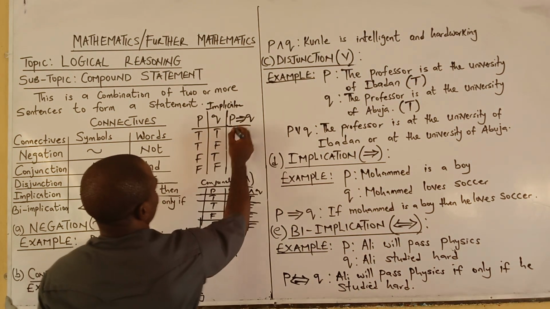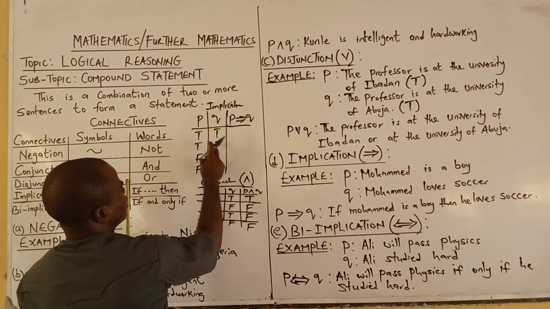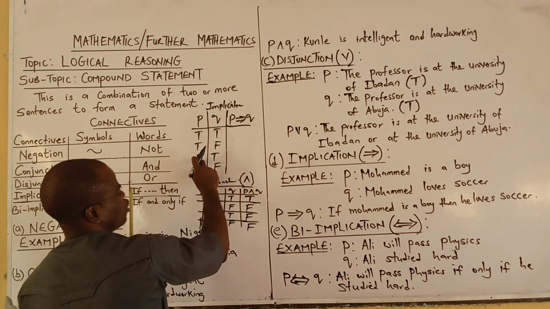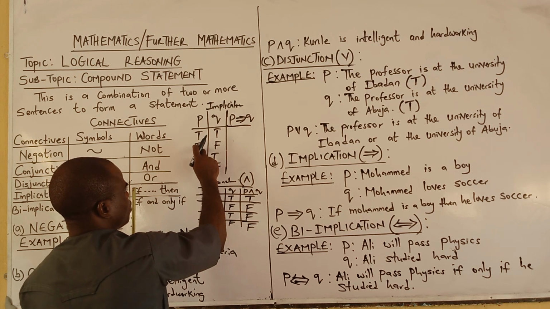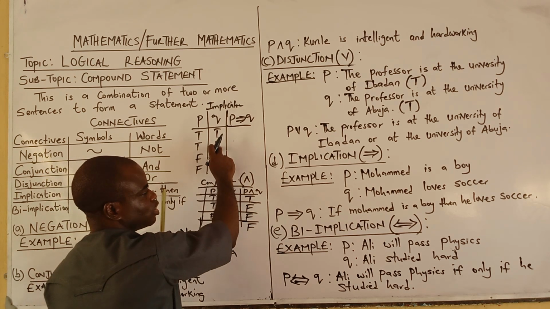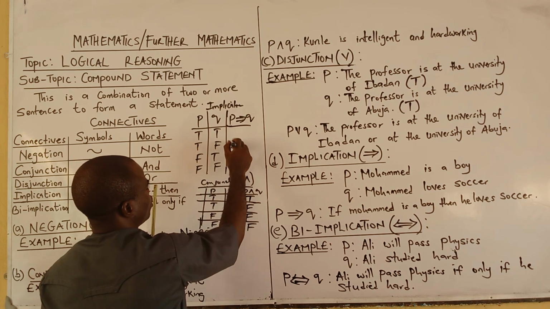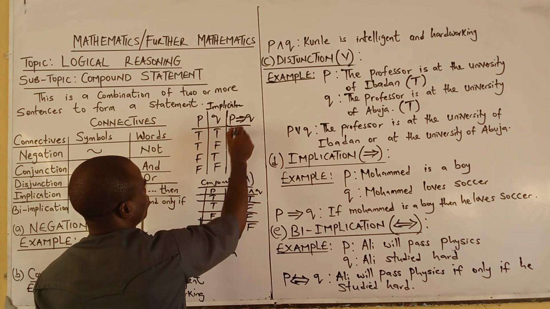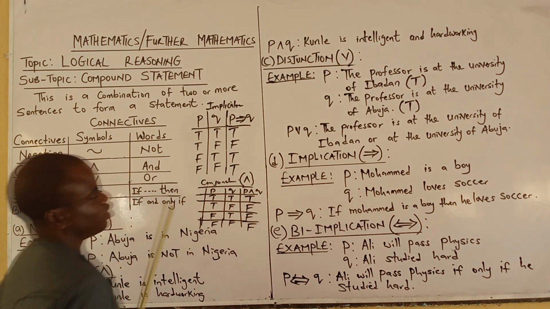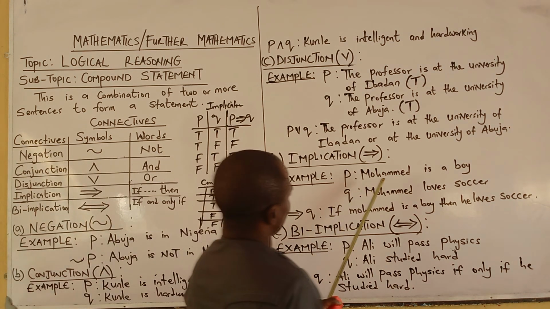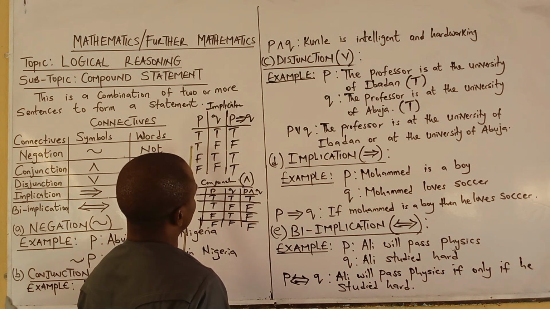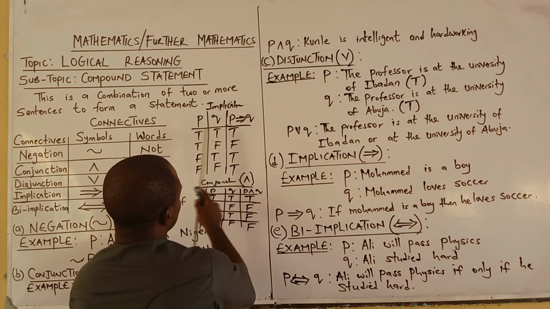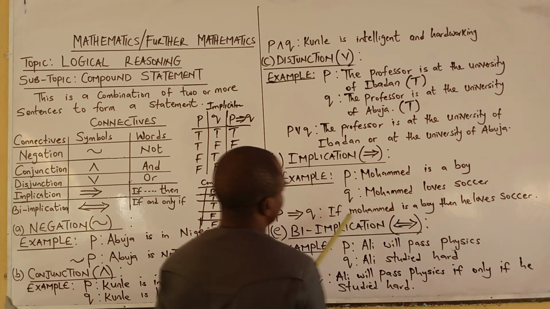Let's see what we're saying. The statement is false if the antecedent, which is the first statement, first sentence, is true and the consequence, which is the second sentence, is false. You see, otherwise it is true. That's it. Let's now see implication. Muhammad is a boy. You agree that it's true? Muhammad loves soccer. True, true will give us true. That means that this statement now is true.